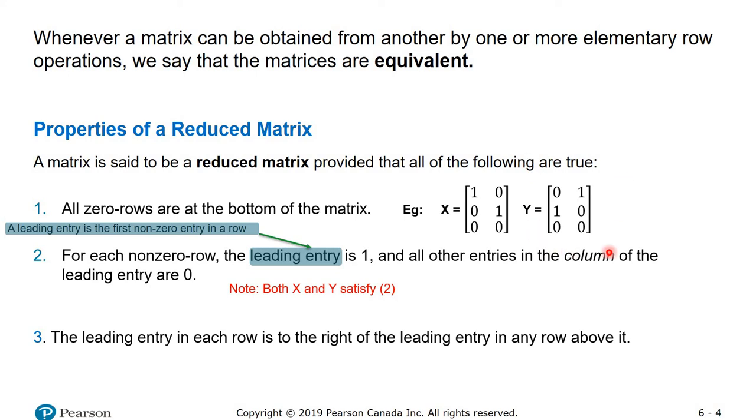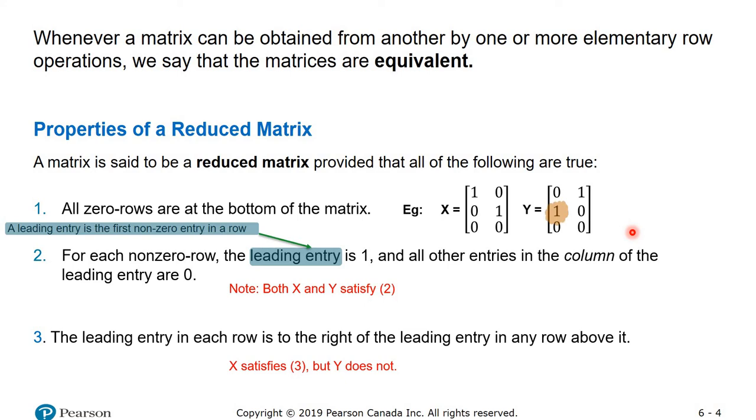But consider matrix Y. You have a leading 1 here and you have another leading 1 in here, right? But notice that in row 2, the leading 1 is on the left-hand side of the leading 1 in the row above it. So therefore, matrix Y does not satisfy condition 3. Right, so that's what's being stated here. So any matrix that satisfies all 3 conditions that were just stated is called a reduced matrix. And this concept is very important.